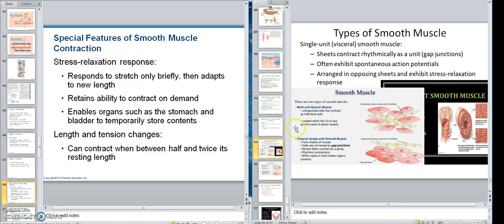Types of smooth muscle. I'm going to end here, and we're going to start right there at types of smooth muscle, and then we're going to also talk about this.